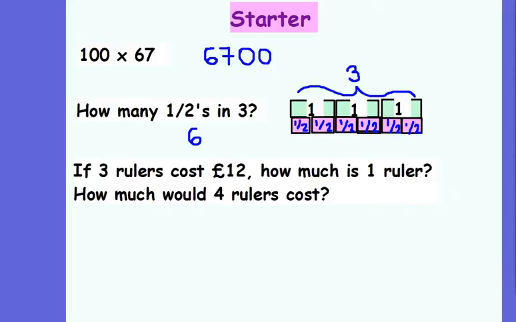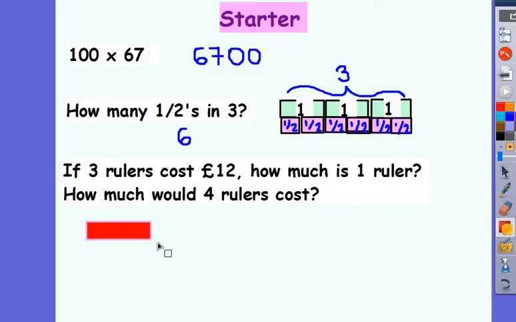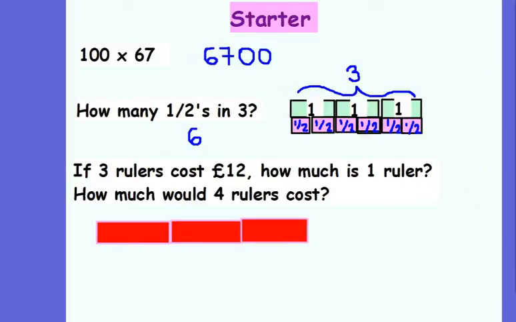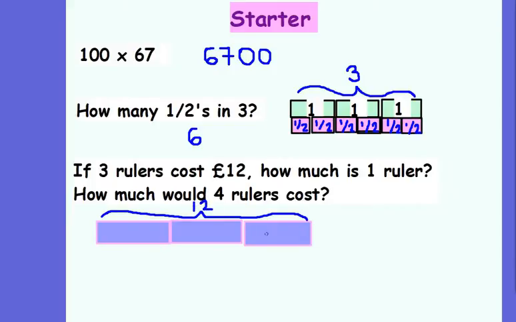And for my last question, I asked you if 3 rulers cost £12, how much would 1 ruler cost? Well, we know that if we've got 3 rulers, like so, 1, 2, 3, altogether, those 3 rulers are going to be worth £12. To work out what one of those rulers has cost, we need to divide the 12 by 3, so one ruler will cost £4.